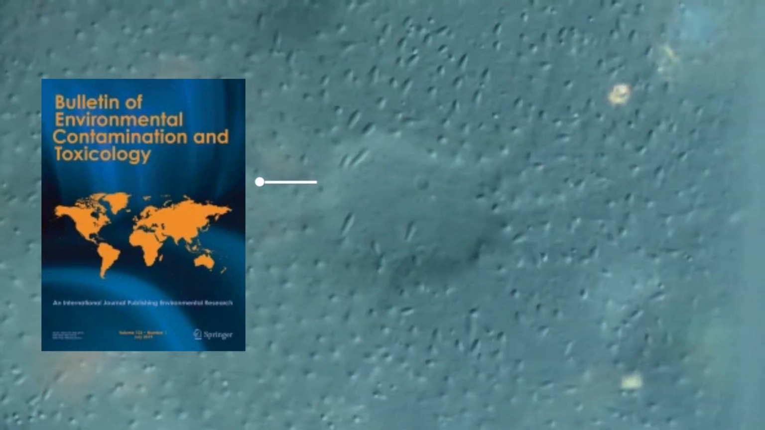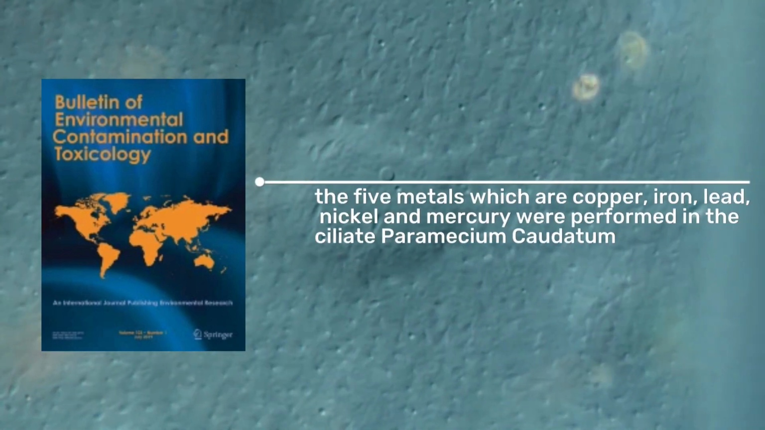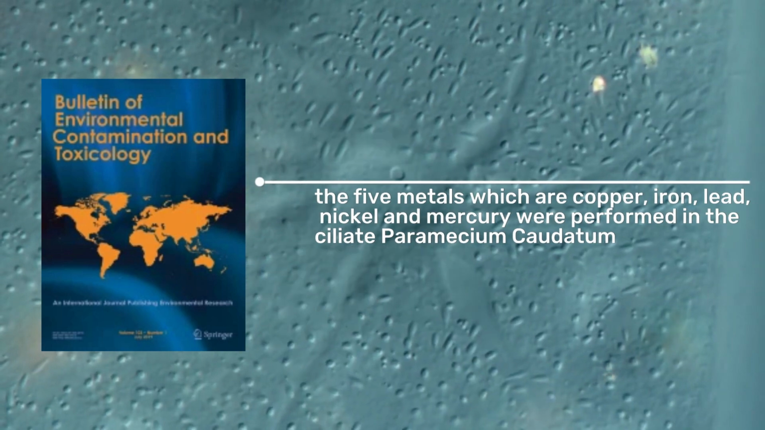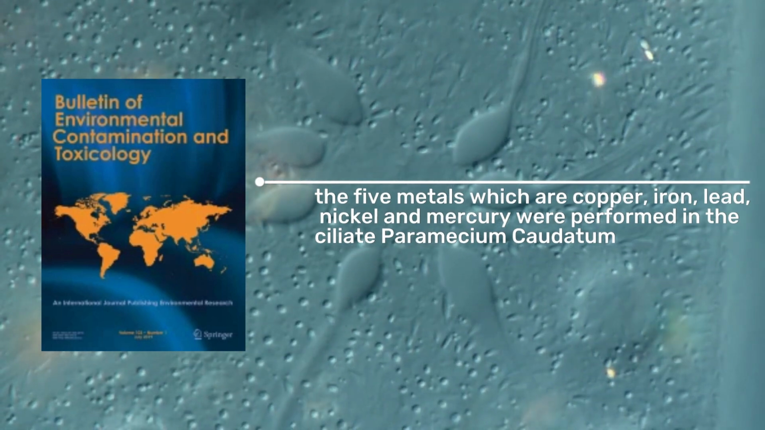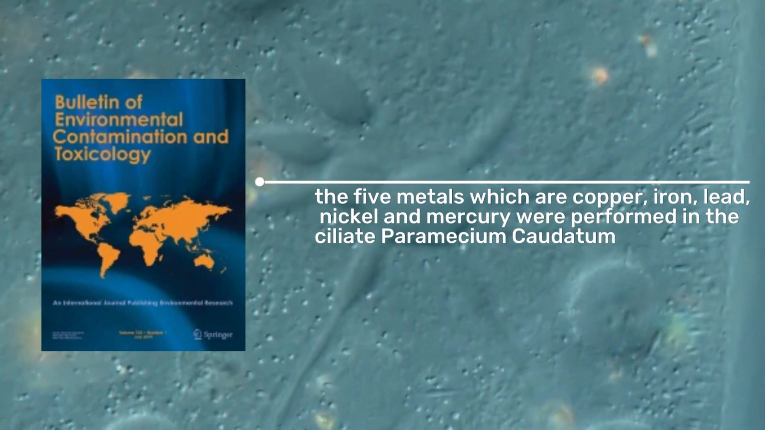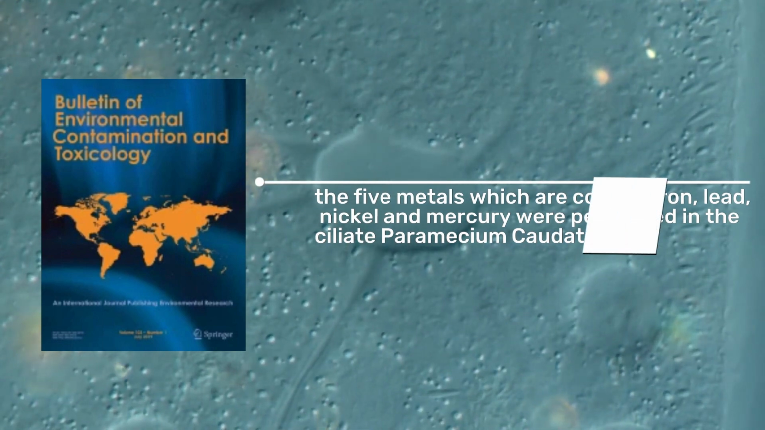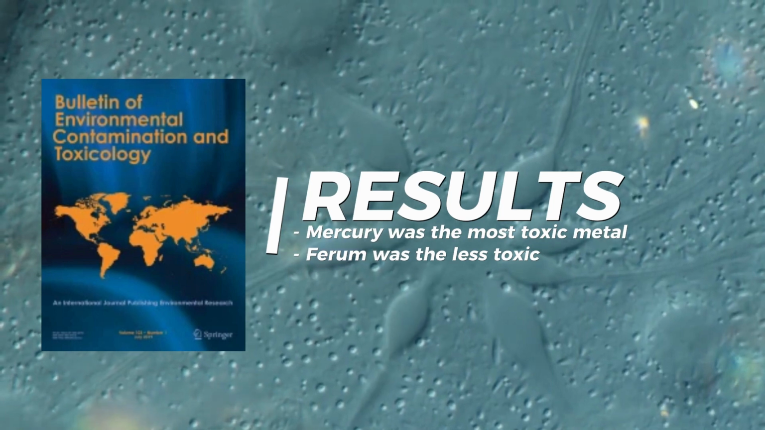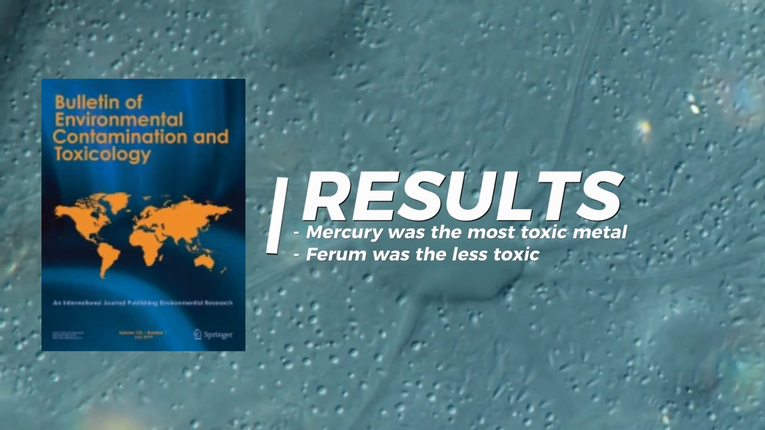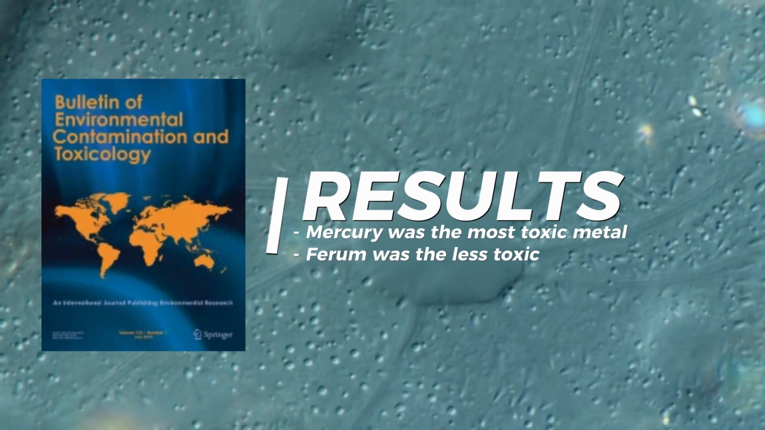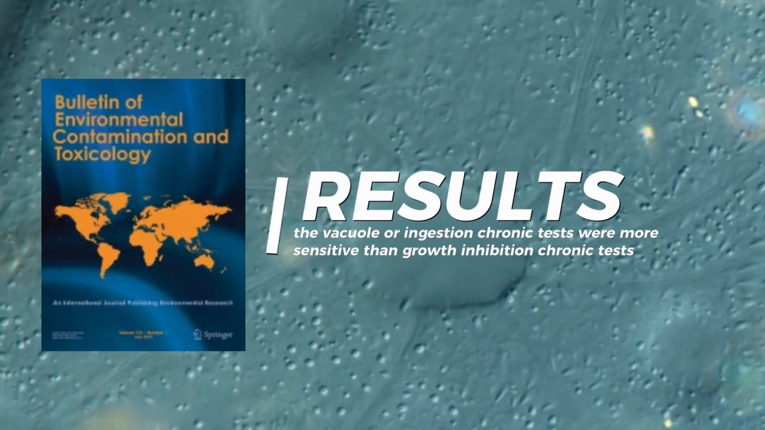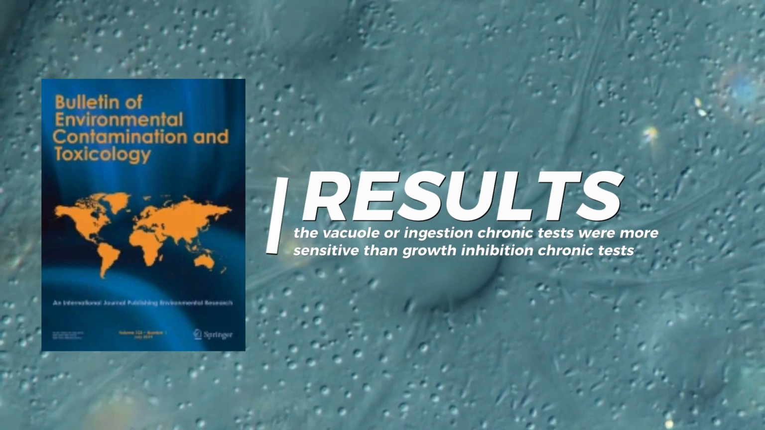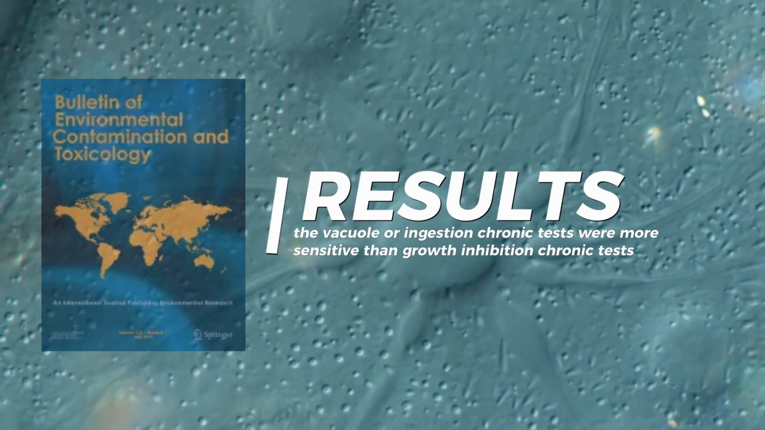Five metals, which are copper, iron, lead, nickel, and mercury, were tested on the ciliate Paramecium caudatum. Briefly, in terms of acute toxicity and body burdens, mercury was the most toxic metal while iron was the least toxic. Furthermore, the vacuole irrigation chronic tests were more sensitive than growth inhibition chronic tests.